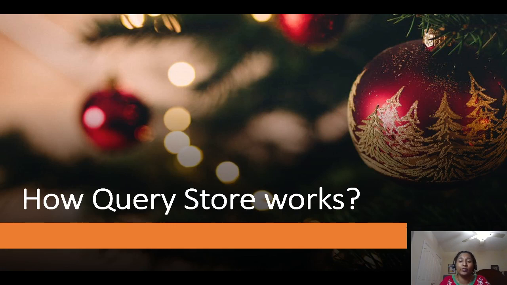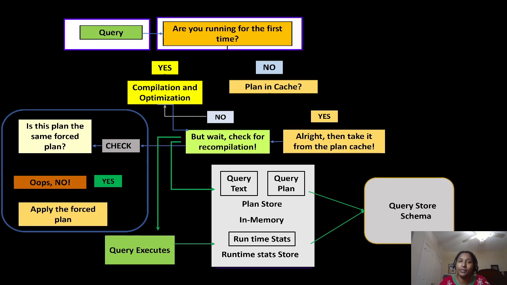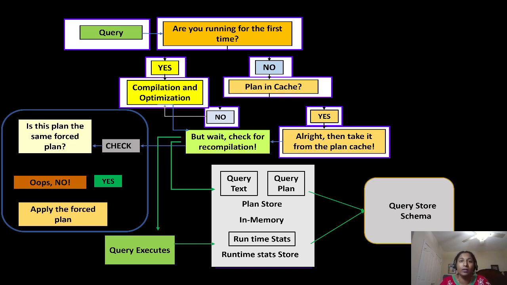So let's talk about how query store actually works. This diagram looks a little bit complicated, but let me explain in simple words. Whenever a query runs on the SQL Server, it will first check whether it is running for the first time. If it is running for the first time, then it will go through the compilation and optimization phases and create the execution plan for that query. But if the query is not running for the first time, then it will check if the plan is already in the cache. If the plan is not in the cache, it will compile, optimize and create an execution plan for that particular query again. But if there is an execution plan already there in the cache, it will go ahead and use the same execution plan further.